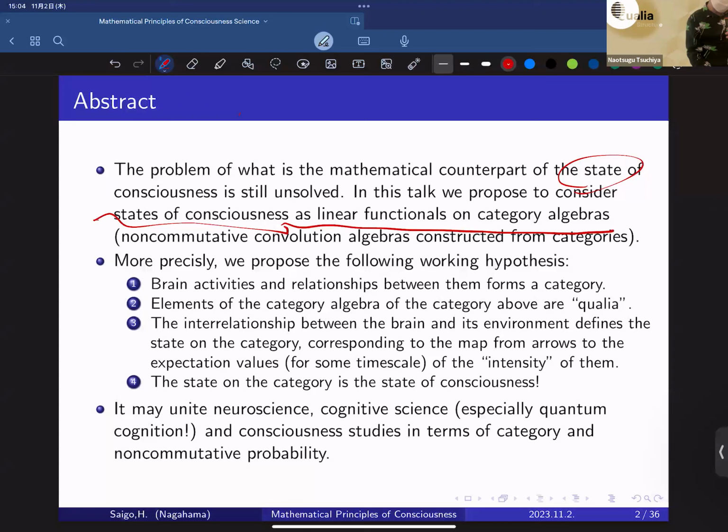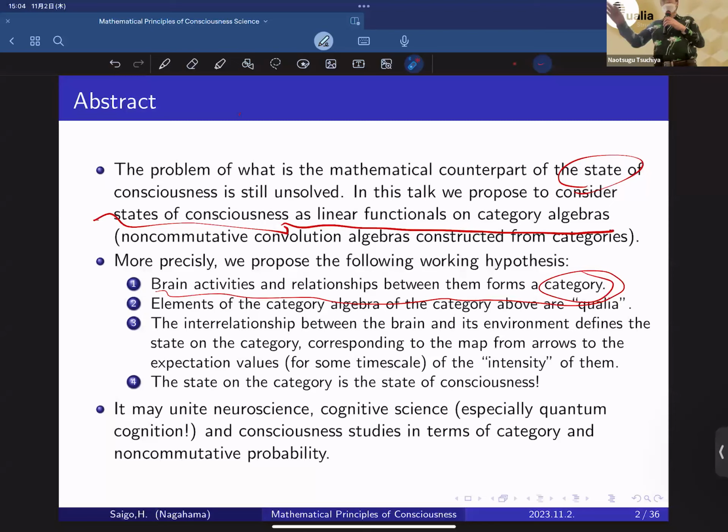One, the brain activities and the relationships between them form a category. And the category gives, as I explained, the category algebra, which is an observable algebra reflecting the categorical structure. Intuitively, a category is a generalization of space-time, and this category algebra is an observable algebra reflecting the space-time degrees of freedom.